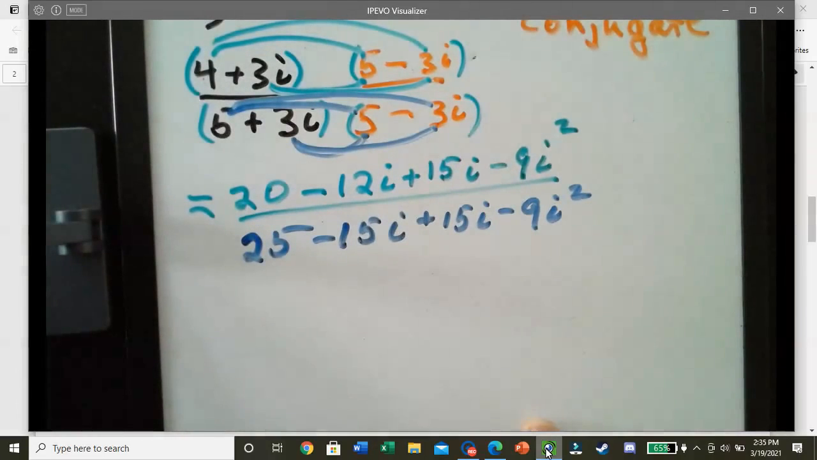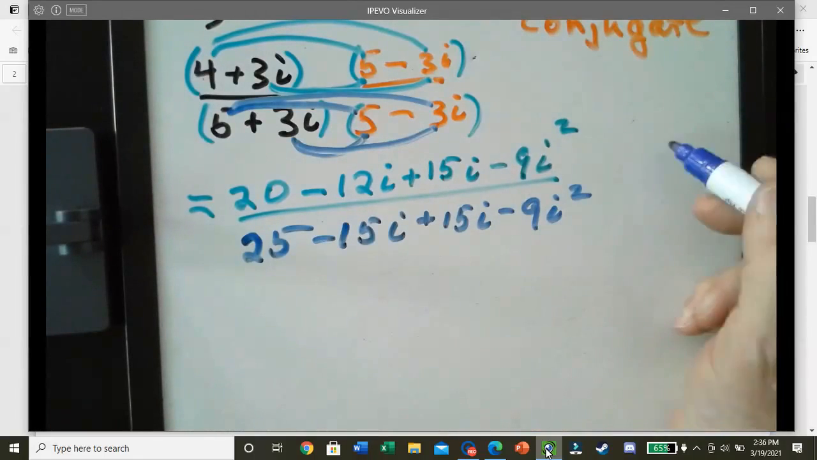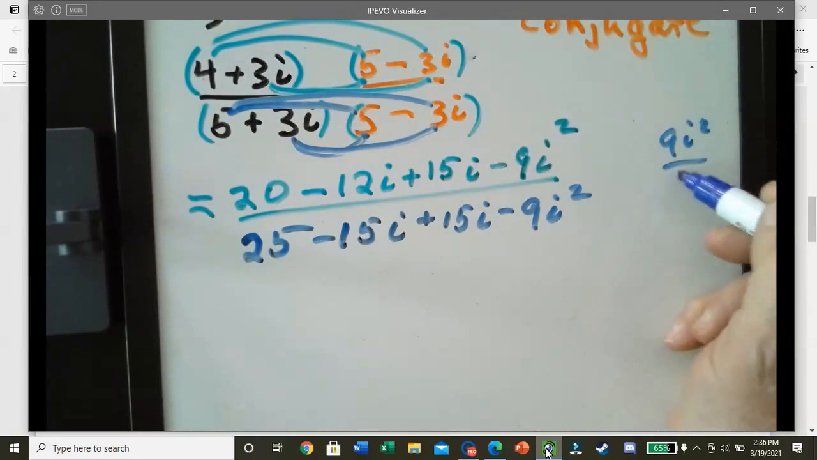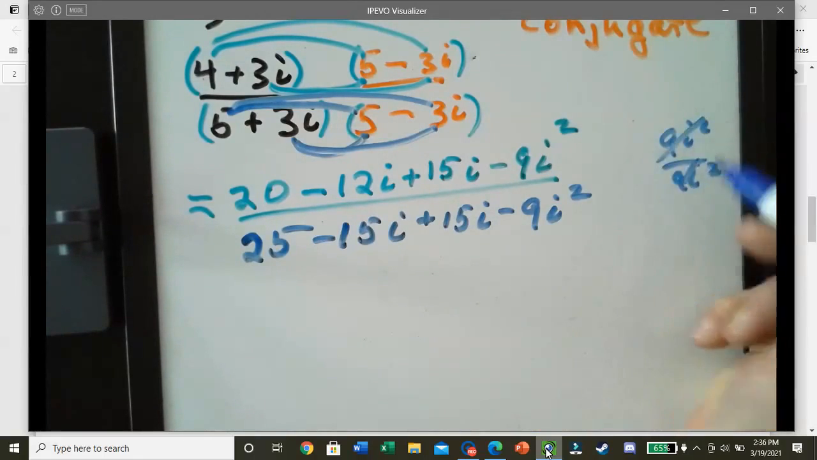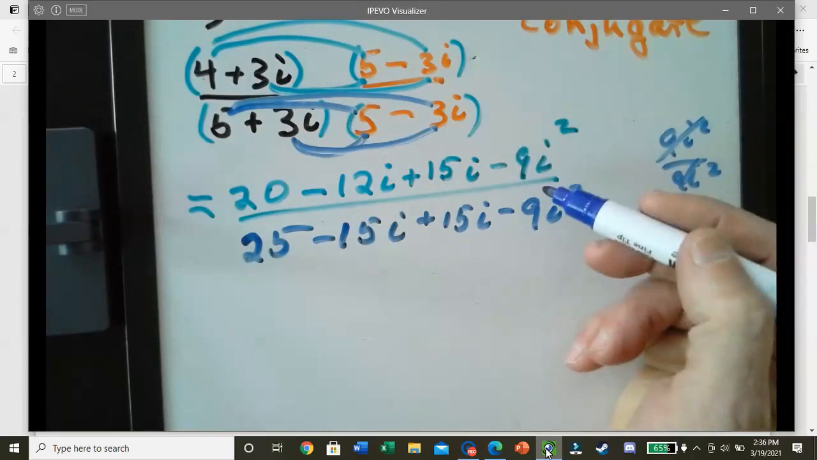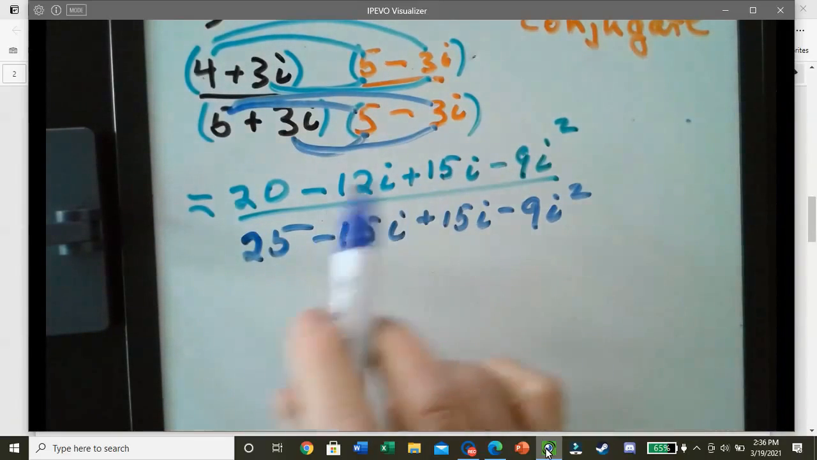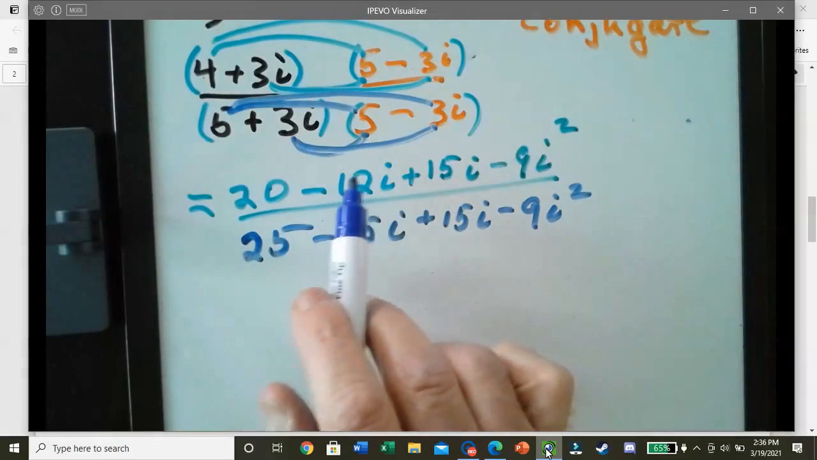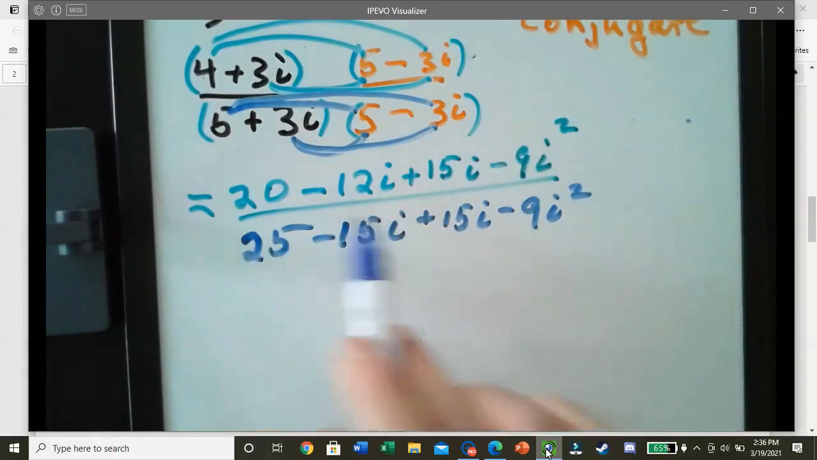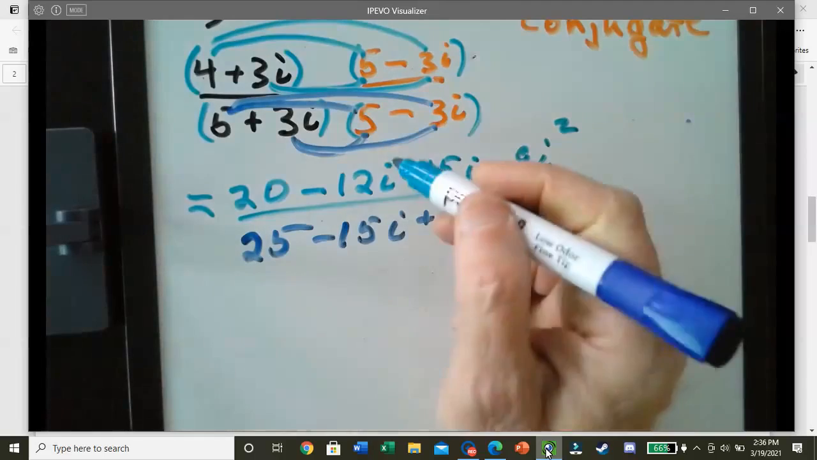What's that? Good question. Do they? If you had 9i squared over 9i squared by itself, you could. But because of the minus, no. You can't cancel these two out. Good question. I'll tell you what you can do. You can simplify these, but not until you simplify all of the numerator and all of the denominator. Okay? So we got to combine like terms.